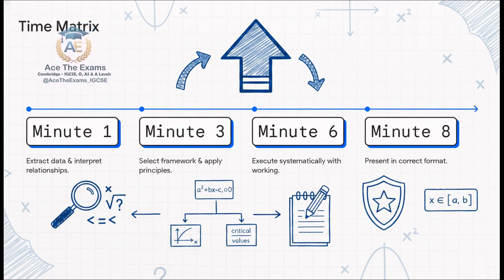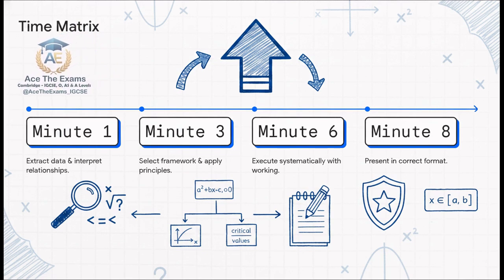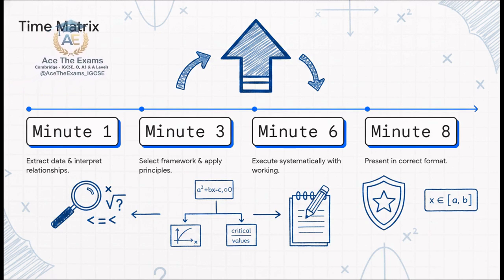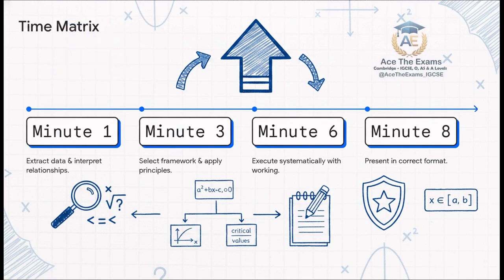Minute 1, command word decoding. You are purely extracting data and interpreting the relationships. By minute 3, you select your analytical framework and apply your Peel principles. Are you solving this algebraically by completing the square, or are you sketching a graph? Make the call. By minute 6, execute systematically. Show every single step of your working out clearly to lock in every single method mark. And in the final 2 minutes, hitting minute 8, present your answer in the correct format, checking your logic against the physical context.